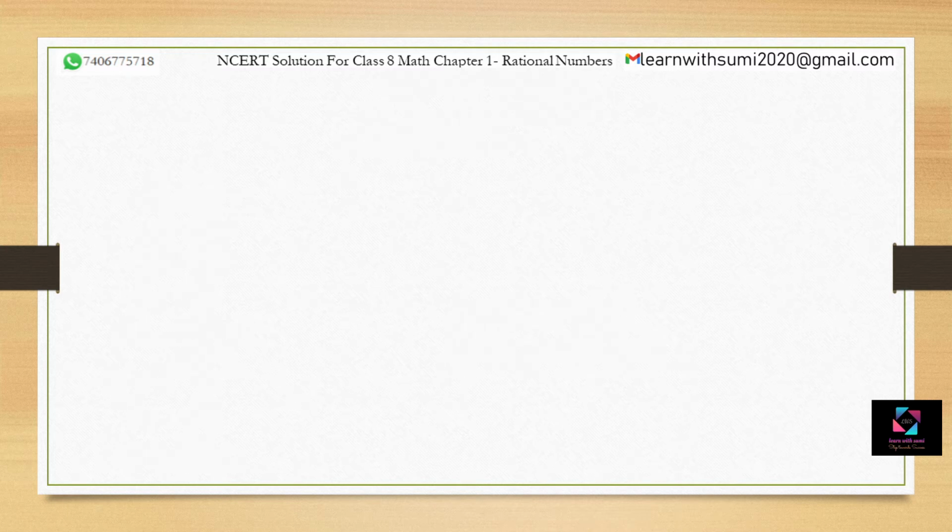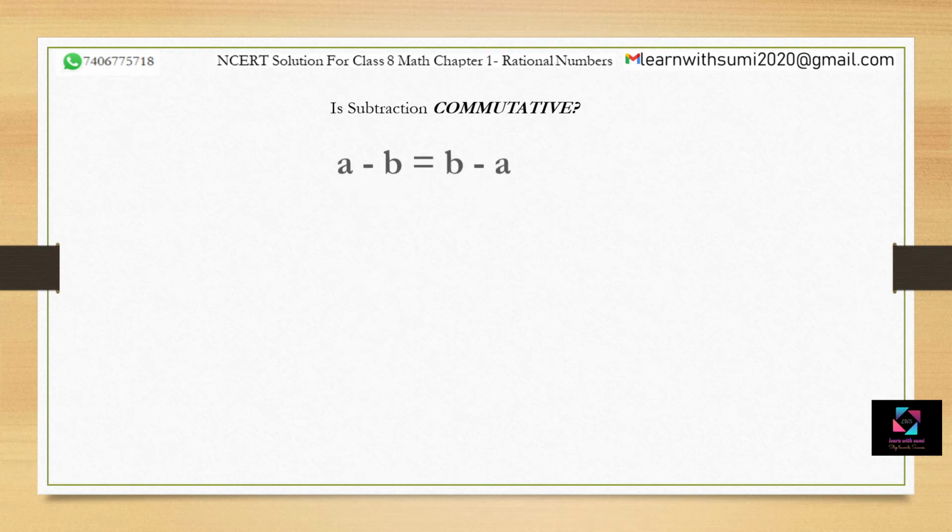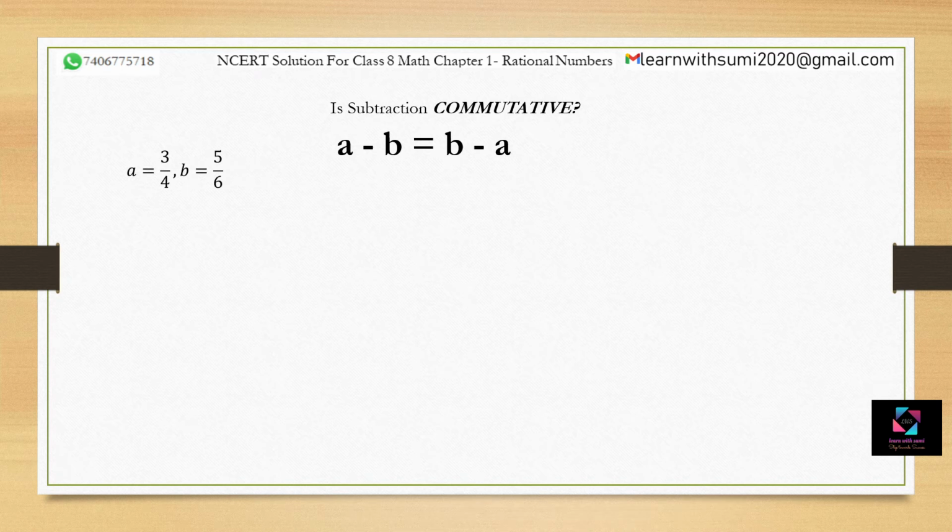Now we will move on to the commutative property of subtraction. Let's check whether subtraction is commutative or not, whether it satisfies the following condition, that is a minus b is equal to b minus a. If it satisfies the condition, then it is a commutative property. If it doesn't satisfy the condition, then it is not a commutative property. So we will discuss with the same example, a is equal to 3 by 4 and b is equal to 5 by 6.